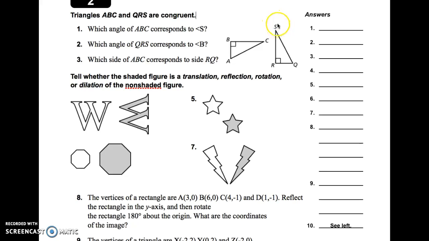Okay, so we want to figure out which angle matches up exactly with angle S. If we were to take these two triangles, lay them one right on top of each other, which angle from this triangle would be right where the S is? You're going to have to turn it a little bit. Okay, our answer for this one is going to be angle S corresponds with angle C. Okay, so over here in your answer box for number 1, we're going to type in angle C.